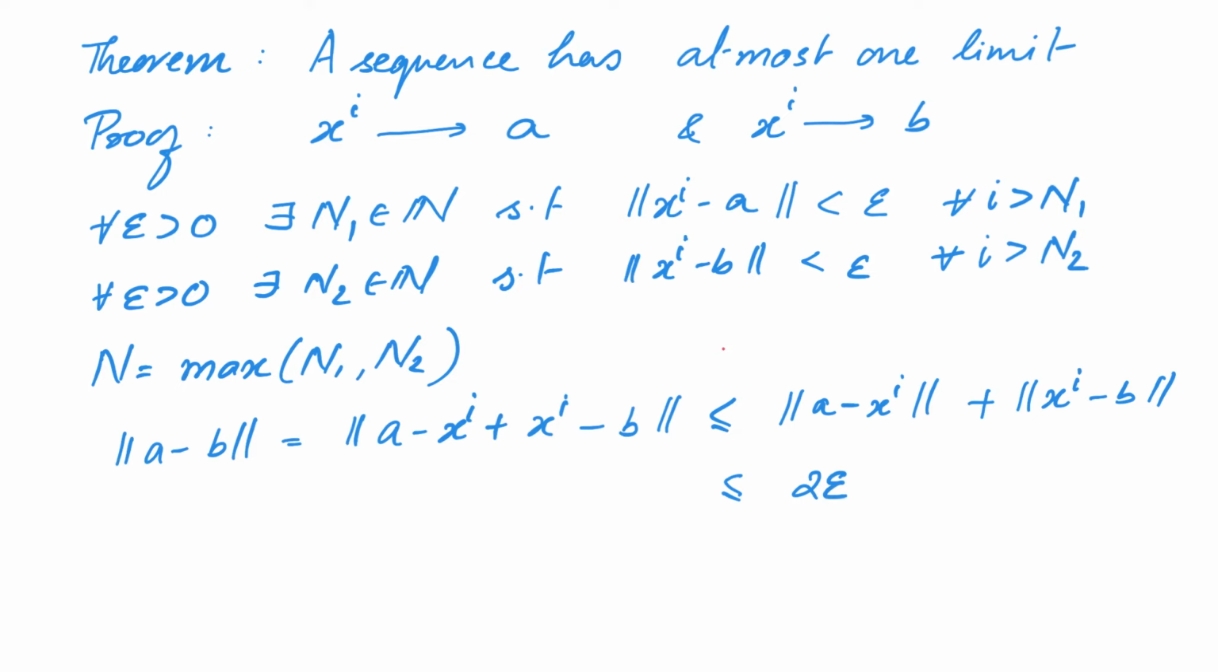Now, as xi minus xi is equal to 0, I can write norm of a minus b as norm of a minus xi plus xi minus b. And by applying triangle inequality, this is less than or equal to norm of a minus xi plus norm of xi minus b. And if i is greater than n, both these quantities will be less than epsilon. Thus, the sum is less than 2 epsilon. Thus, we know that norm of a minus b is less than or equal to 2 epsilon for every epsilon. As epsilon is arbitrary, this means that norm of a minus b has to be equal to 0. Which means a is equal to b, and that proves our theorem.